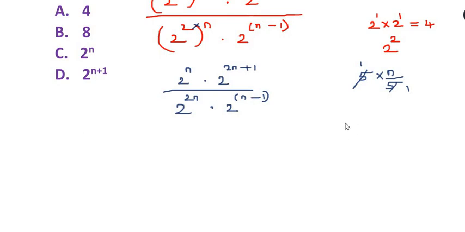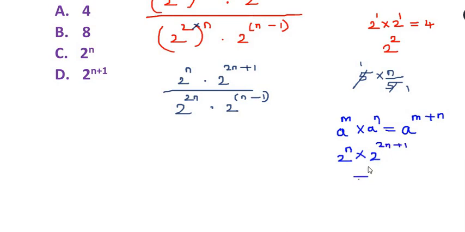Now there is a law of indices which is written as a to the power of m times a to the power of n. You can see the letters are same but the powers are different. So if the letters are same, then we write the letter once and we are going to add the powers if there is multiplication between the two. So similarly we can see that here it is 2 to the power of n times 2 to the power of 2n plus 1. So basically I have to add the powers here, 2 to the power of n plus 2n plus 1.